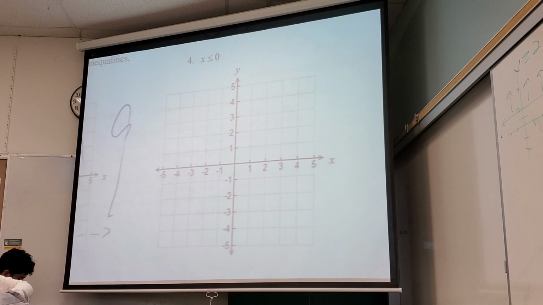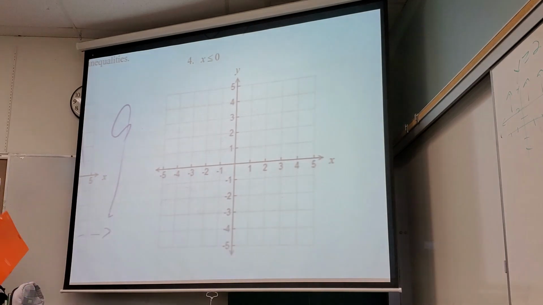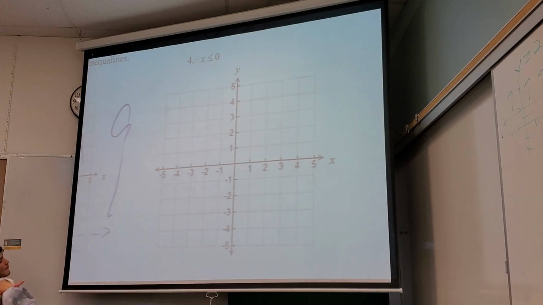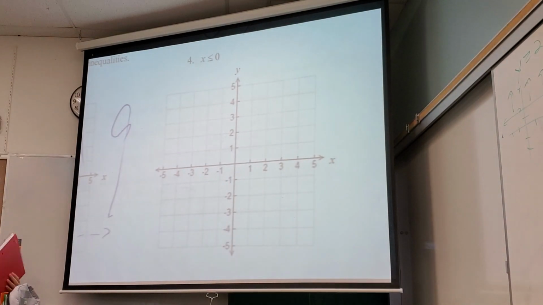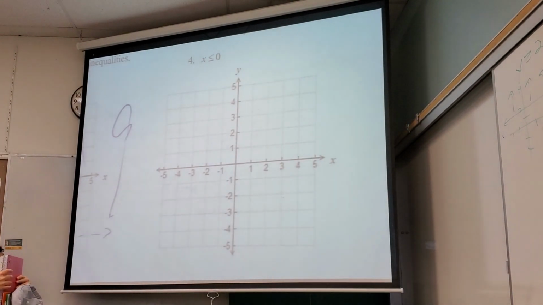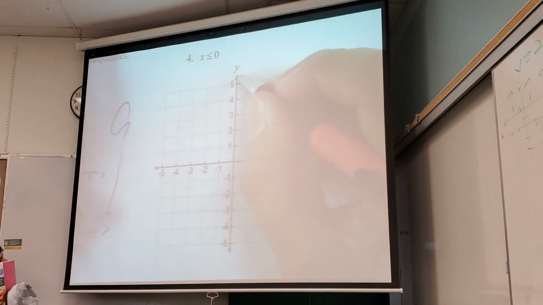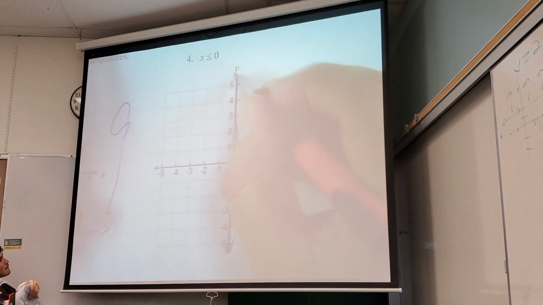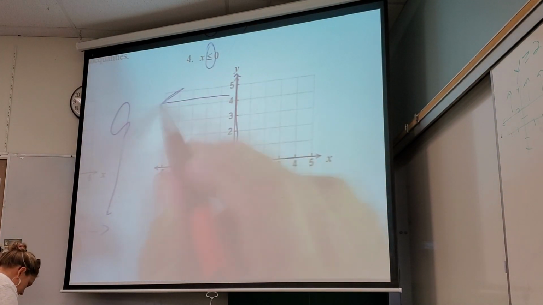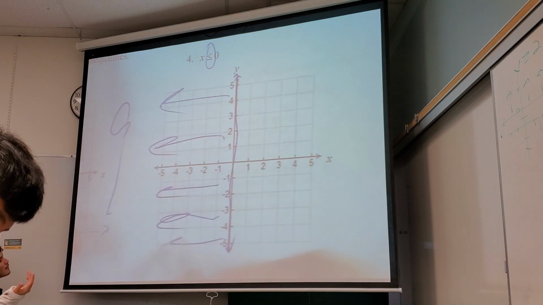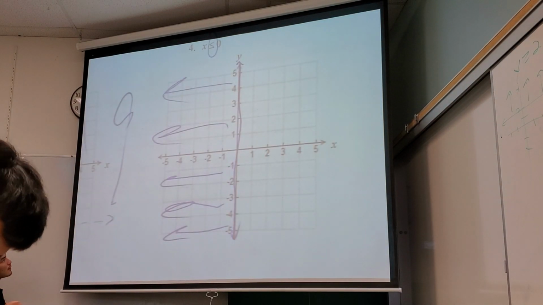So what's another name for the x-axis? What's the equation for it? Y equals 0. It's crazy. You guys semi with me? So this is just going to be the y-axis. And which way am I going to shade? To the left.